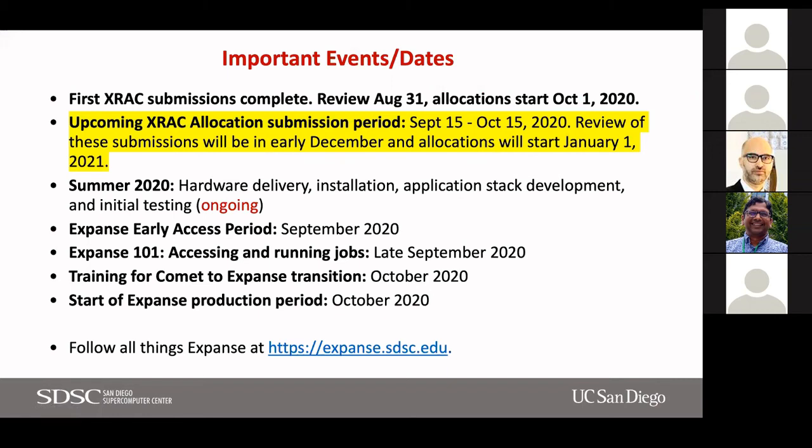If it was a week later, I probably would have a lot more scaling results, but we will keep putting those out as we progress and get more testing done. In terms of what's happening with Expanse on the allocation side, the first XRAC submission got done in July, and the review is going to be held next Monday, and the allocations start in October.